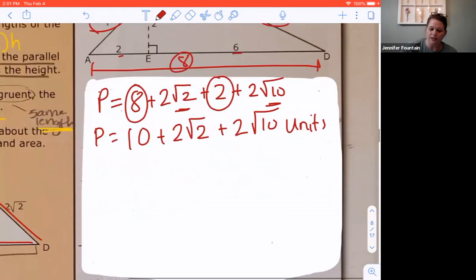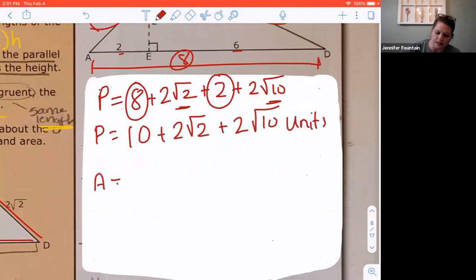All right, now we're looking at area. And again, we said area equals 1/2 times my bases added together times the height.